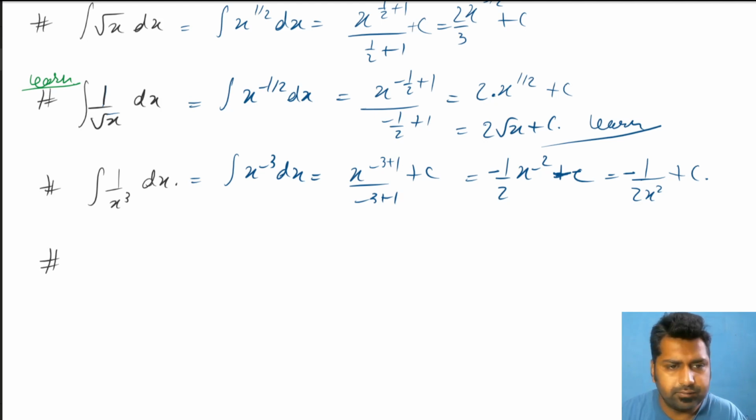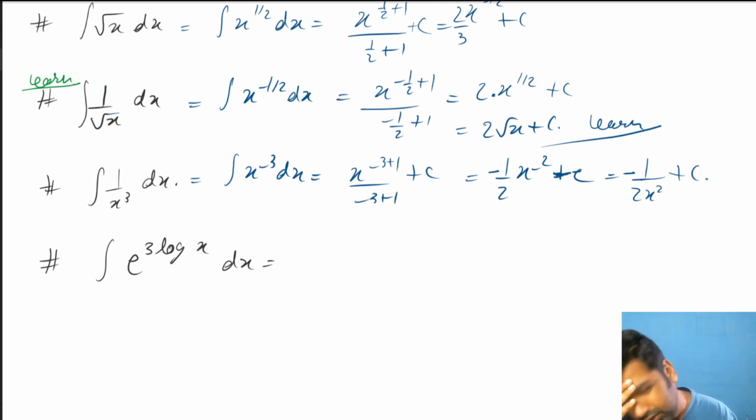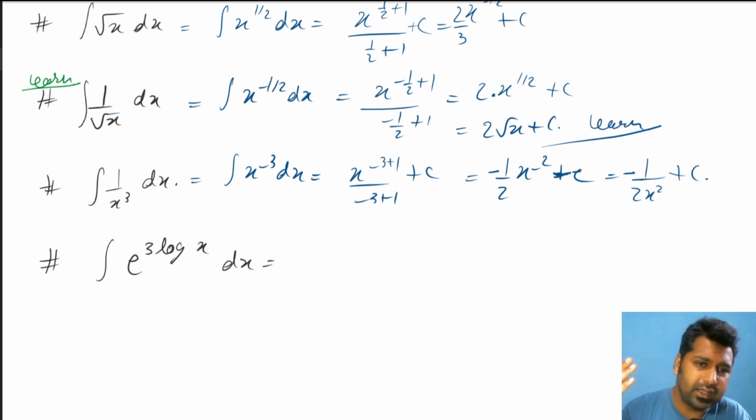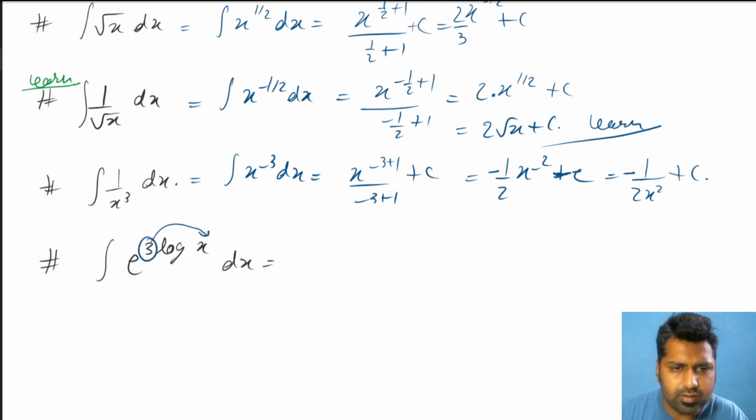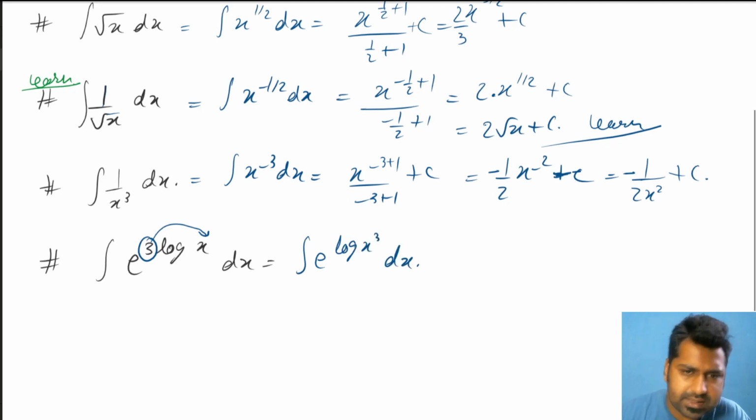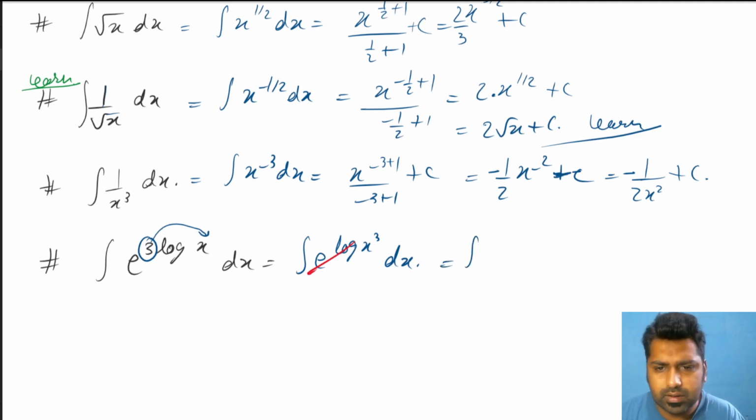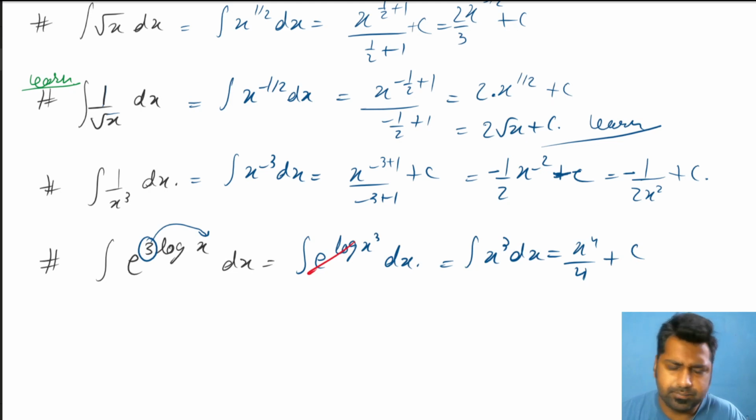Then comes another property, integration of e raised to power 3 log x dx. Now if you see, e is there, log is there. That was a property: if e raised to power log is there, you can cancel it. But the problem is e raised to power log should be there. So what we can do is take this 3 in the power of x. Let's rewrite this as e raised to power log x cube dx. And then e and log cancel each other. So what you are left with is only integration x cube. Now it's a basic question, increase the power: x raised to power 4 by 4 plus c.